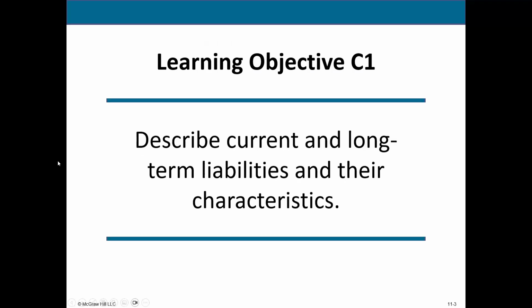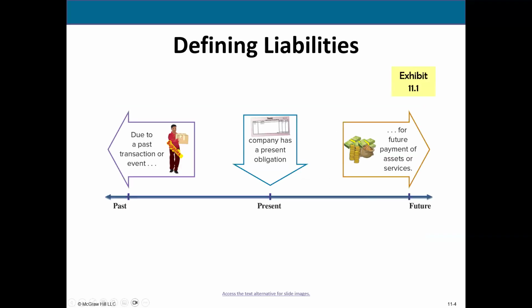So let's talk about liabilities and the difference between current and long-term liabilities. Remember, a liability is anything that we owe to someone else. That's what makes it a liability, right? A liability is a probable future payment of cash, really, or services that a company is currently obligated to pay as a result of something that has happened in the past.